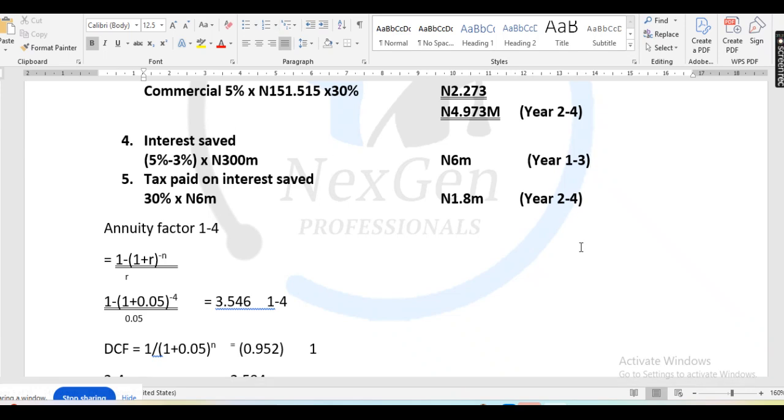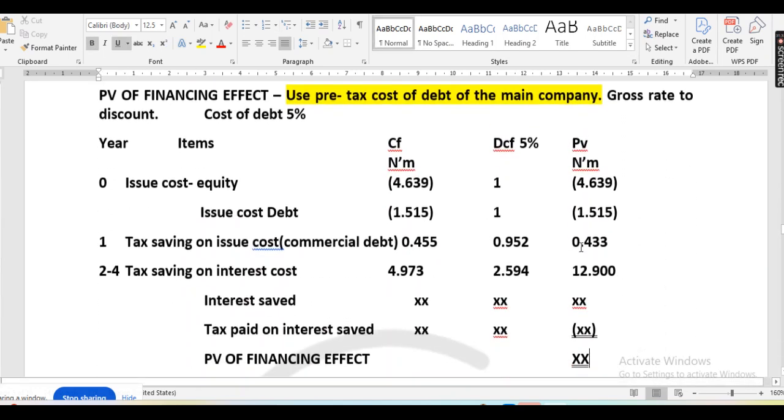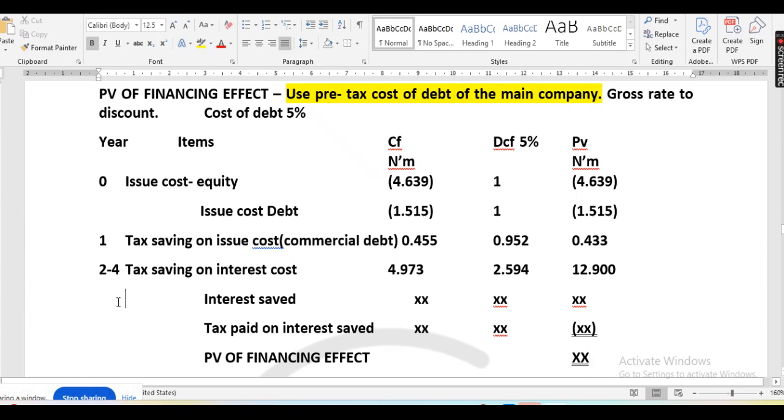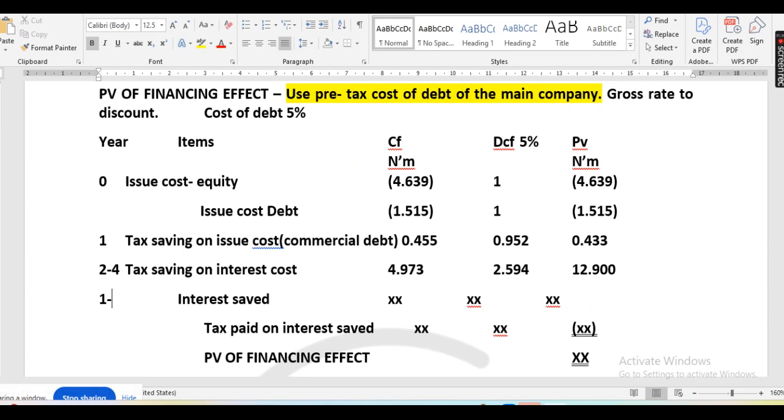So interest saved, you can see interest saved is 6 million from year 1 to year 3. Right? So what will be the annuity? Calculate the annuity from year 1 to year 3. Do we still have anyone who did not know how to calculate annuity?